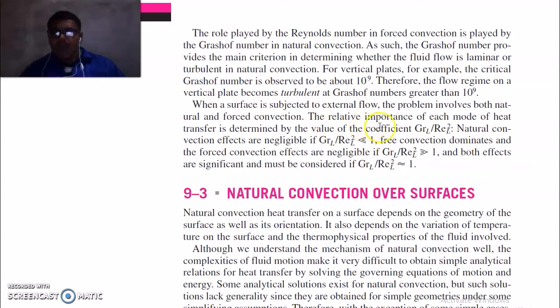The relative importance of each mode of heat transfer is determined by the value of the coefficient Gr/Re². Natural convection effects are negligible if Gr/Re² is less than 1, meaning the Grashof number is much smaller, so we can neglect the natural convection effects. If the Grashof number is greater, this term will be larger than 1. In that case, both effects are significant and natural convection effects will dominate.